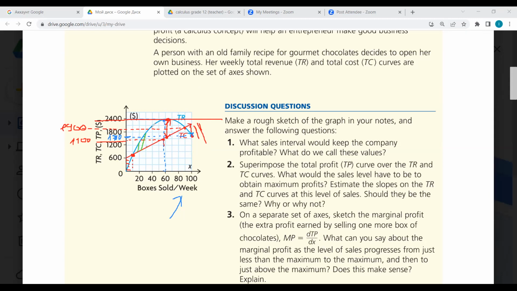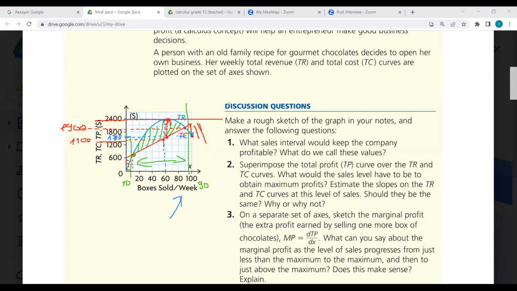But here, you see, we have more total revenue. Total revenue is higher than total cost. So this section, from, let's say, 10 boxes to 90 boxes, would keep the company profitable. If you sell somewhere between this amount of boxes, your company is profitable.